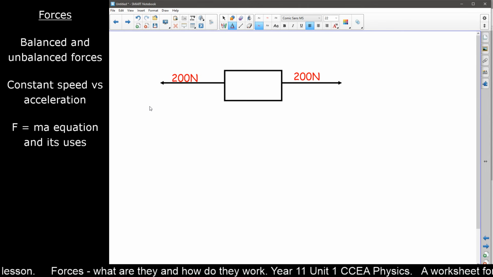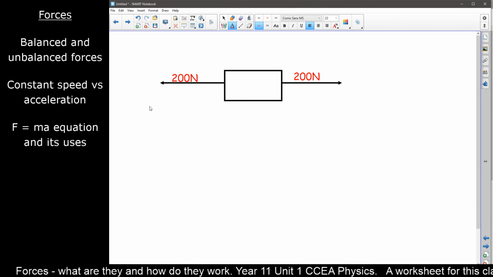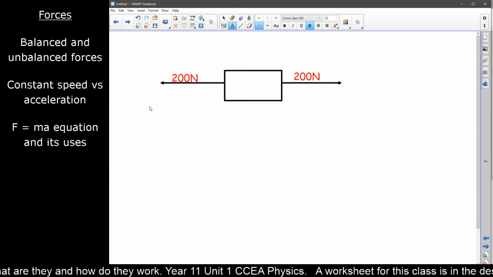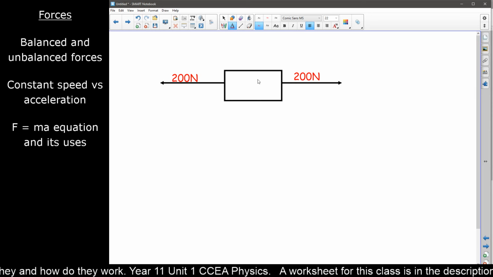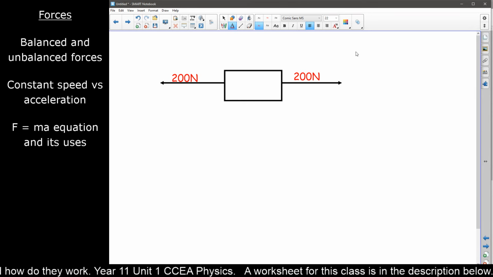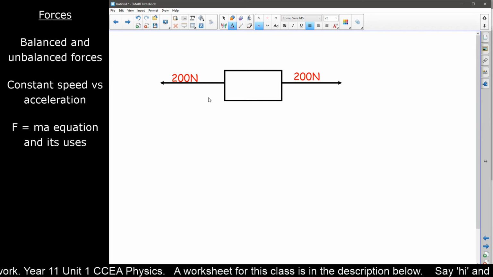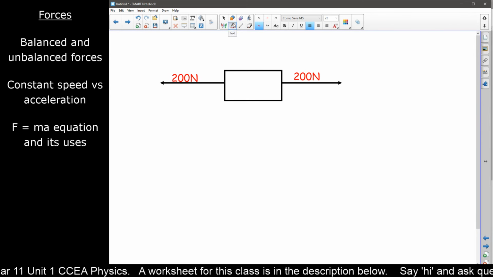This object is in fact indistinguishable from an object that has absolutely no forces acting on it. As far as physics is concerned, there's not much difference between the two, in terms of motion anyway, in terms of its acceleration. So if that's true, we've got balanced forces.